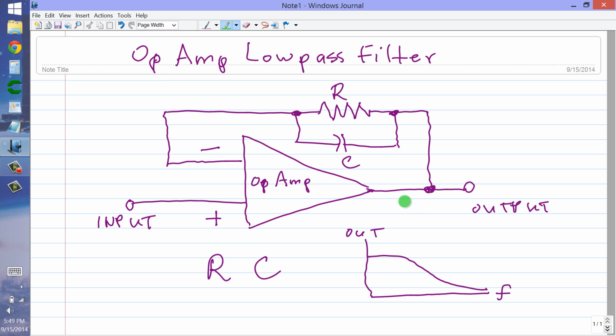Pretty simple, eh? And no big old bulky coils involved at all. Just a resistor and a capacitor and an operational amplifier.